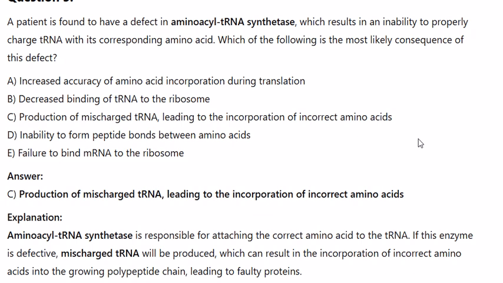Answer. C. Production of mischarged tRNA, leading to the incorporation of incorrect amino acids. Explanation. Amino-acyl tRNA synthetase is responsible for attaching the correct amino acid to the tRNA. If this enzyme is defective, mischarged tRNA will be produced, which can result in the incorporation of incorrect amino acids into the growing polypeptide chain, leading to faulty proteins.